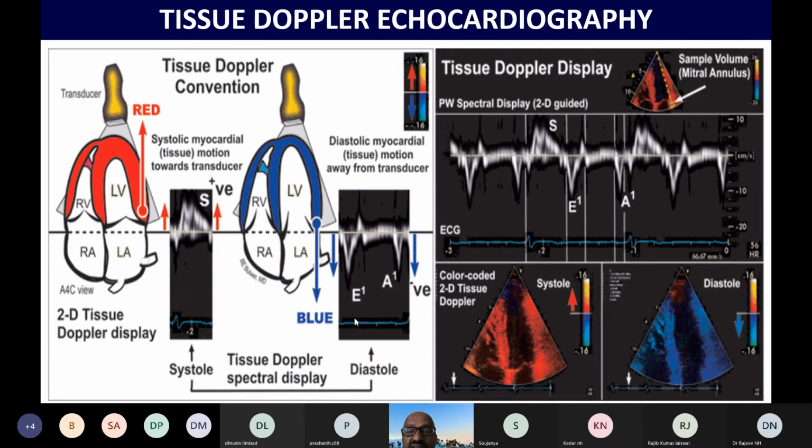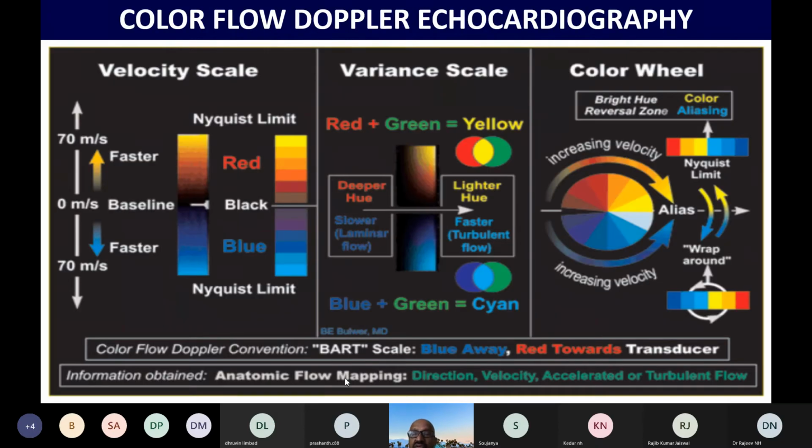So here again, when the tissue is moving towards the transducer, you get a red color, whereas if it is moving away from the transducer, it becomes blue. That is the BART: Blue is away, red is towards. So the same thing applies for color flow echocardiography. Three color flow options are available. When the blood is coming towards the transducer, it is red. If there's no blood flow, it will be black. For example, here there's no blood flow, it becomes black. But if it is moving away, it becomes blue.